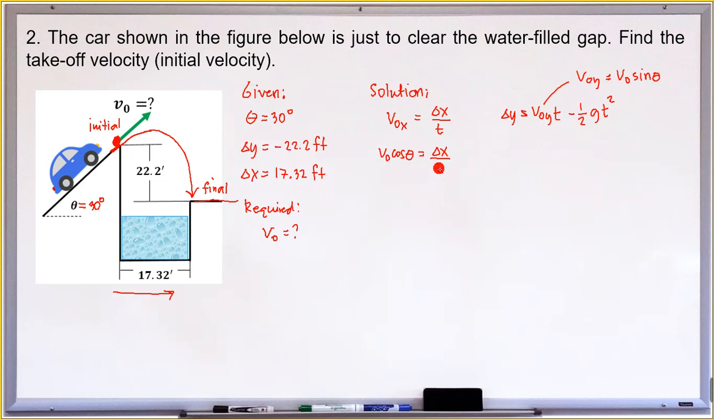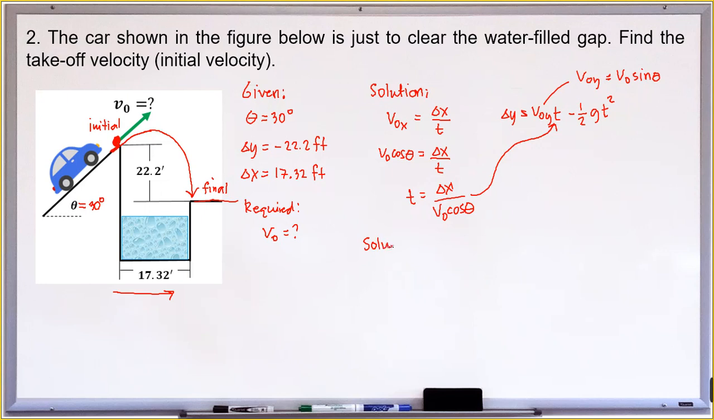In this part, for the time, maybe we can combine them. We can solve for the time here from the x component, and then plug the result into this delta y equation. In that way, we can eliminate the variable for time. So time is equal to delta x all over v naught cosine of theta. We can plug this time right here so that the variable time is eliminated, so that only the initial velocity remains.